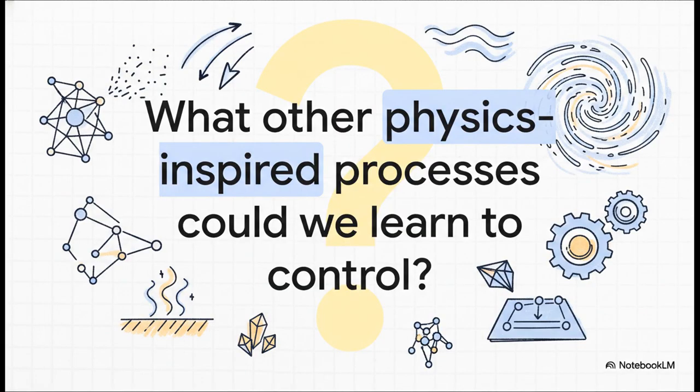So we're left with this really fascinating final thought. We started with a natural process, diffusion, and we built a learning machine that could actually control it. So what's next? What other complex processes from physics or chemistry or biology could we teach an AI to understand and direct? The possibilities are just incredible to think about.